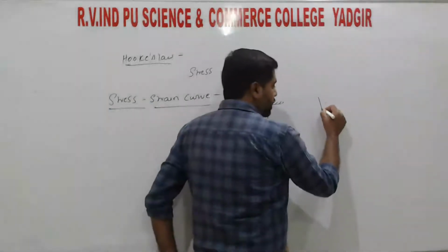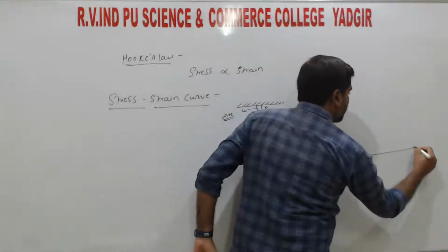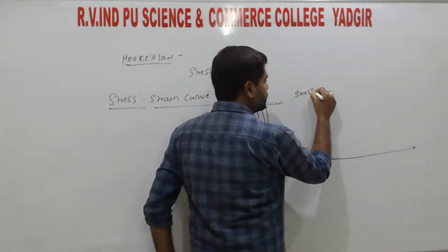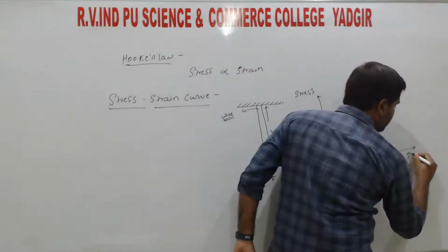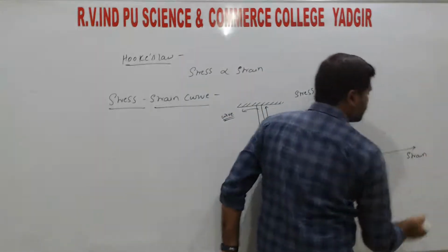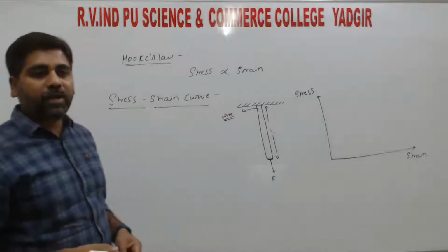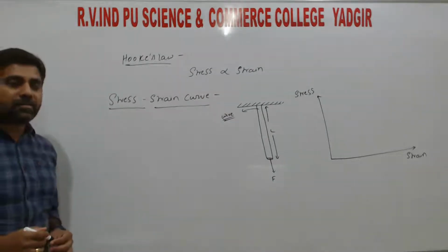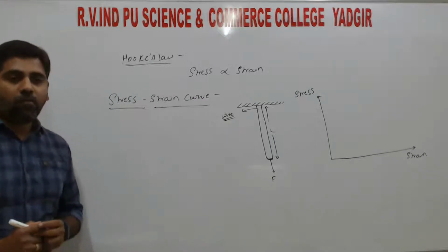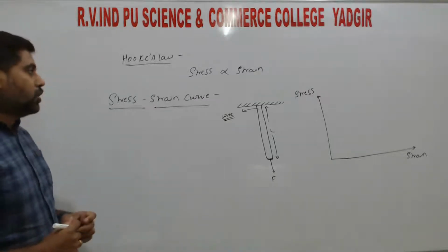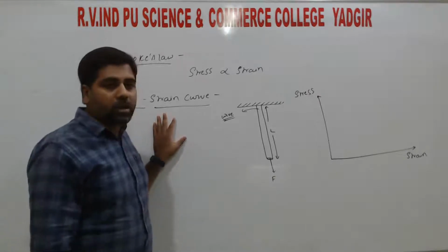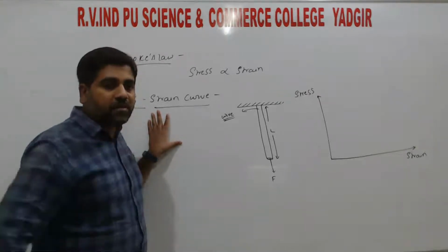So the graph is: along the y-axis we take stress and along the x-axis we take strain. So in the graph between stress and strain, strain is taken along the x-axis and stress is taken along the y-axis, right? To study the stress and strain, as discussed earlier, we considered one material.